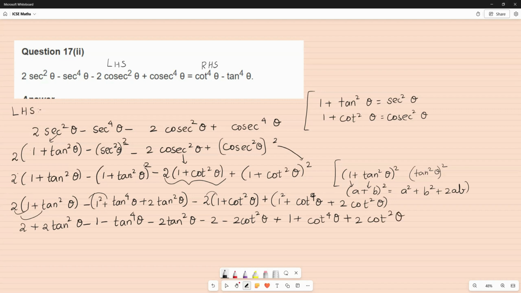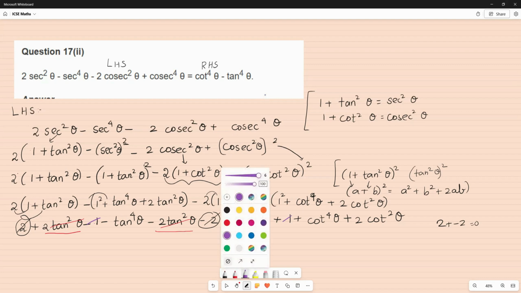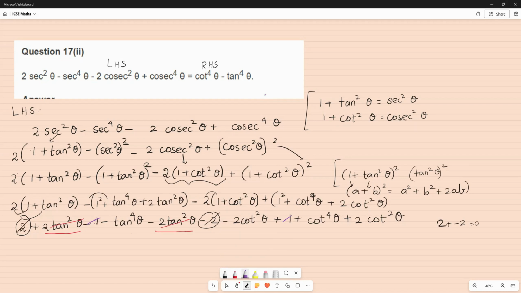Now here we have plus 2, and here we have minus 2. So plus 2 minus 2 is 0. So we can cut this. Then I am using different colors. 2 tan square theta: we have to check whether we have minus 2 tan square theta. Yes, we have it. So we can strike both out. Then minus 1 is here, plus 1 is here. So minus 1 plus 1 is 0. Then tan power 4 theta is there. We should see if there is any other tan power 4 theta. No, we don't have anything.